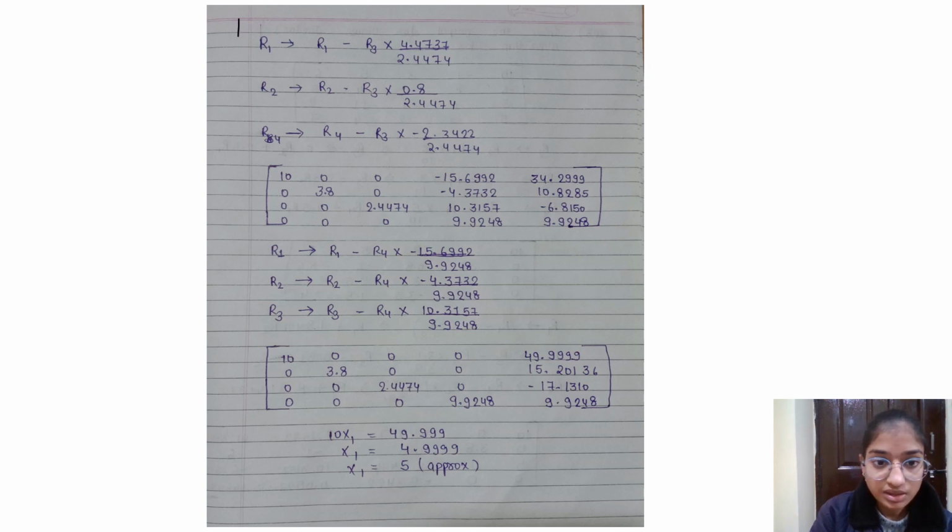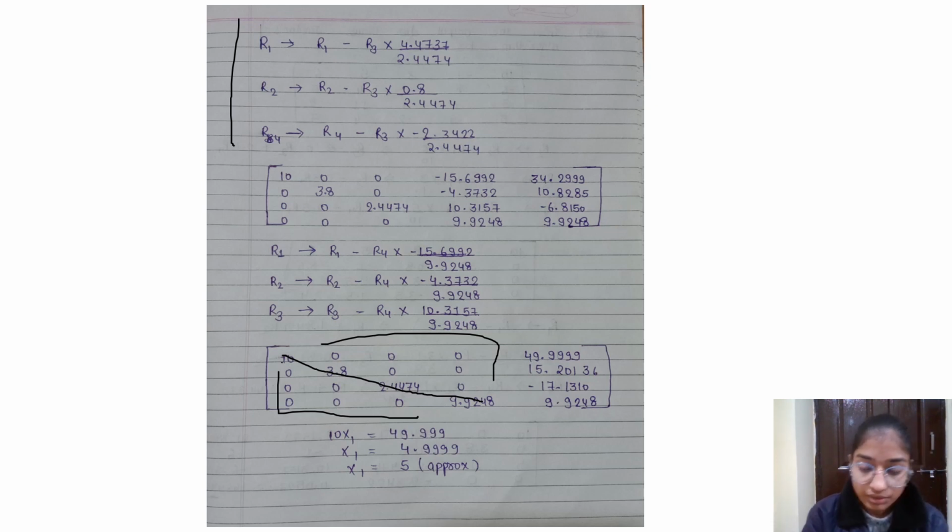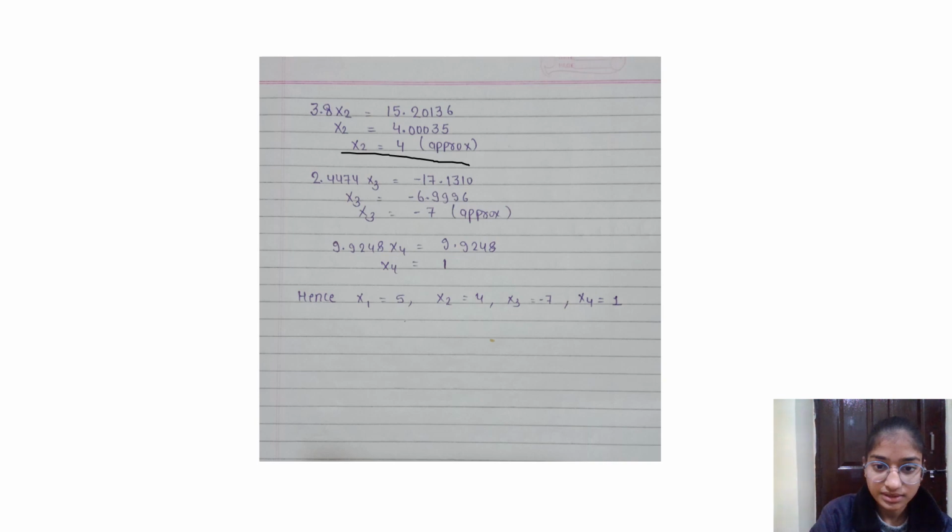And again, by doing the same thing again and again, we have to repeat this step until we get our final matrix, in which the elements below and above the diagonal are 0. Then we get our values: 10x1 equals 49.99, which comes out to be 5 approximately, x2 as 4, x3 as minus 7 and x4 as 1. Hence we get our values of x1, x2, x3 and x4.